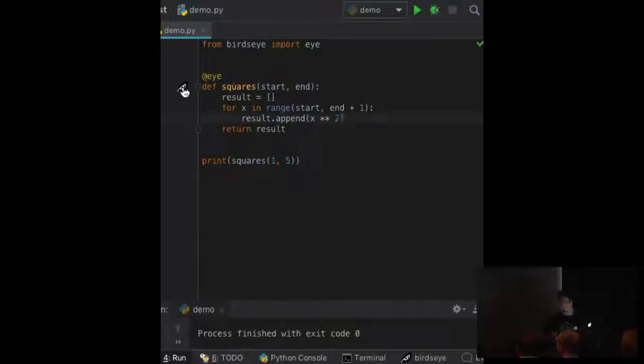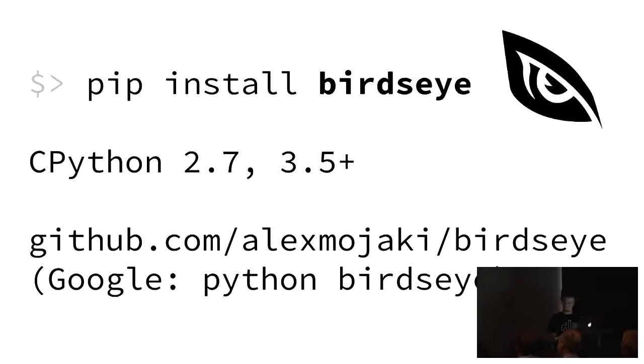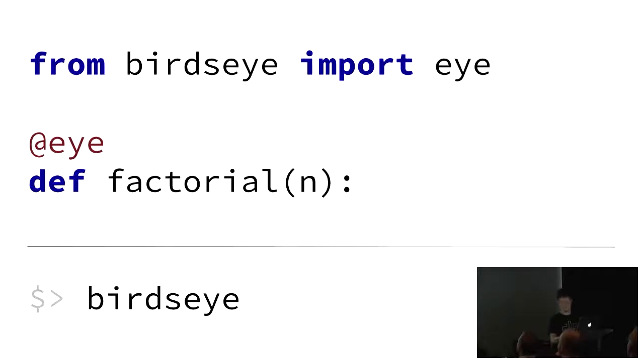Cool, so anyway, you get the idea. All right, so that is the demo. You can install Birdseye easily with pip. It relies on certain internals, so it only works with CPython. But there's no C code involved, there's no messing with the interpreter, and there's no special dependencies. It's all written in Python. The source code is on GitHub, and contributions and feedback are more than welcome. Please. Finding it with Google is easy, so you don't have to memorize the URL or anything.